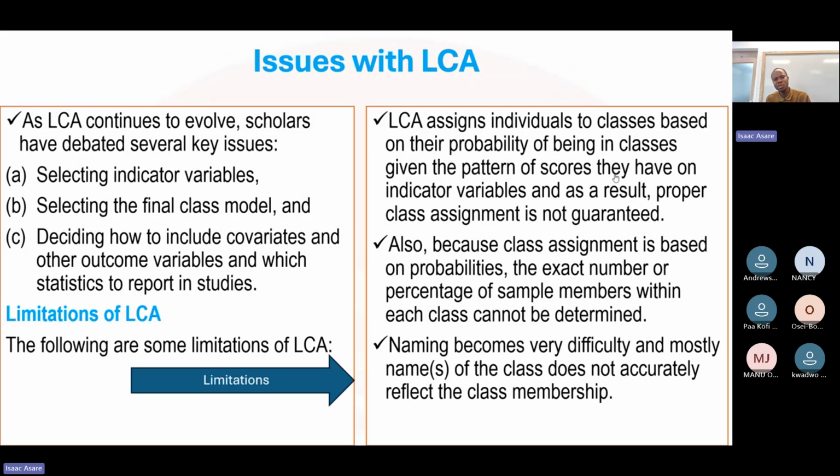Now, after you've been able to get the indicator variables, another most important thing is selecting the final class model. Okay. Now, the system will be able to give you a series of models, or you need to program the software, or let's say the application, that, look, I want the best model that I can use to fit this kind of data that I have.